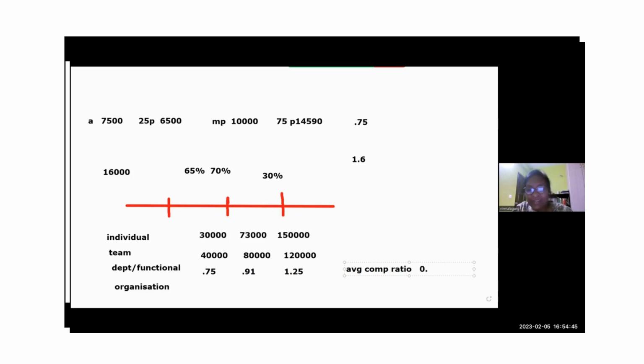Zero point how much? 0.91? 0.97 or 0.91? 0.97. And if I want the group average, the group Compa-ratio.